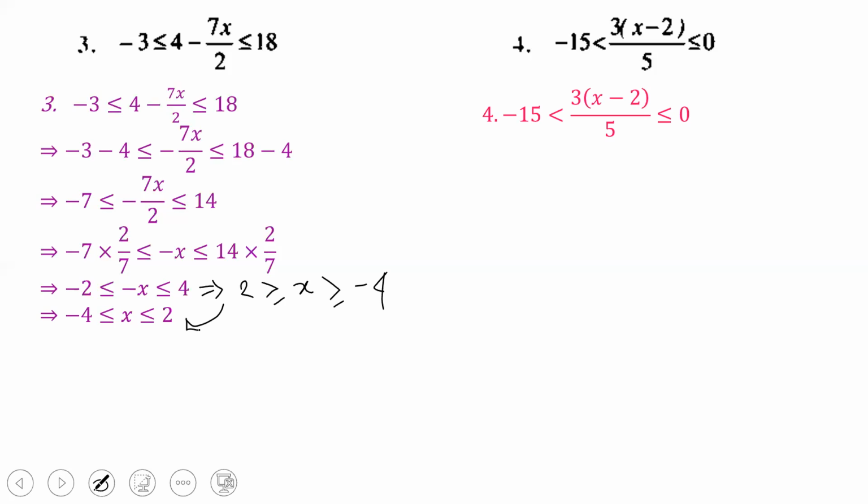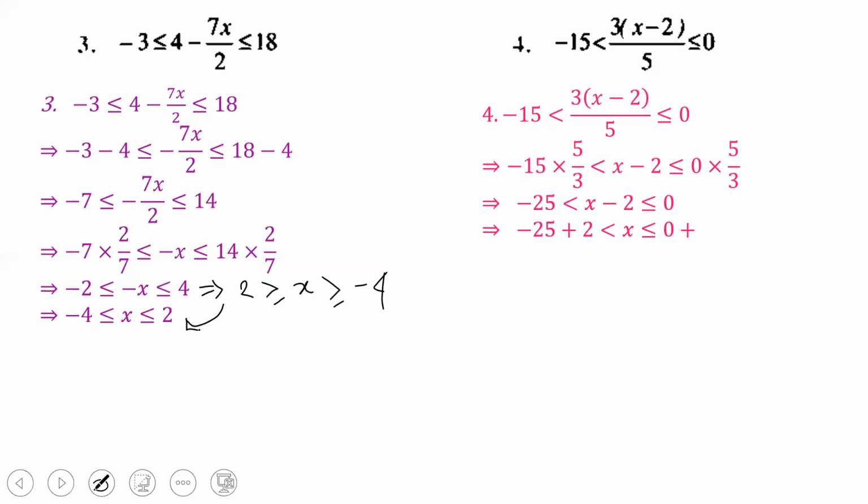Minus 15 less than 3 into x minus 2 by 5 less than or equal to 0. First of all, multiply this whole inequality by 5 by 3. Multiply and simplify it, and you will find this is minus 25 less than x minus 2 less than or equal to 0. Now add 2 both sides.